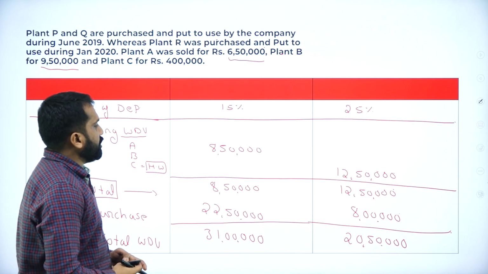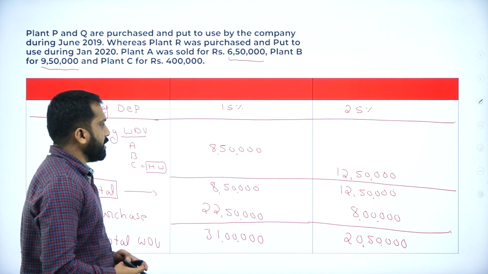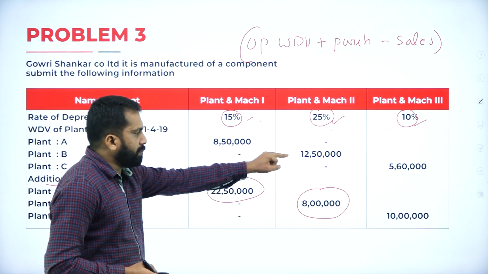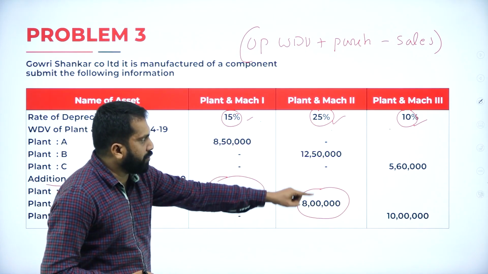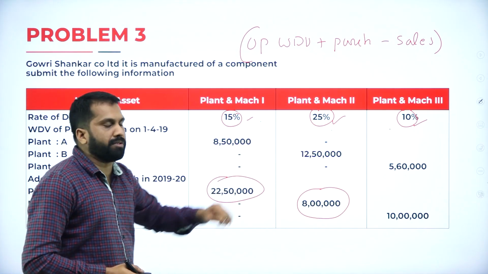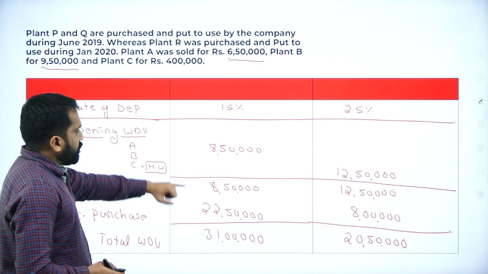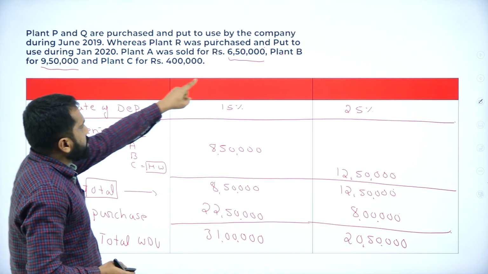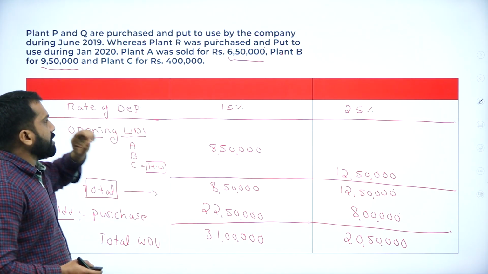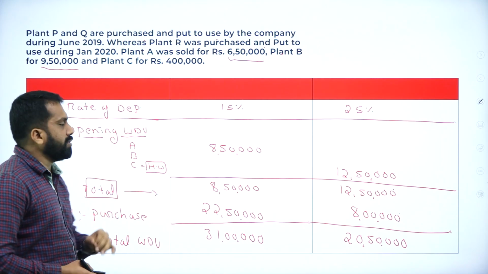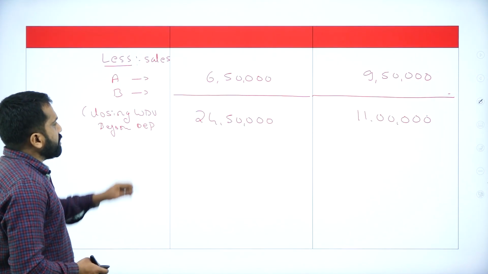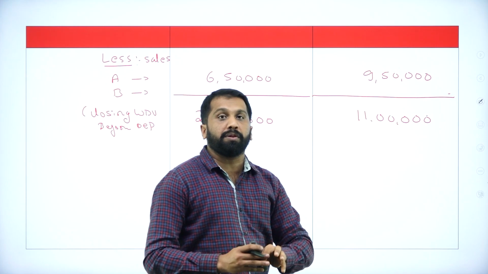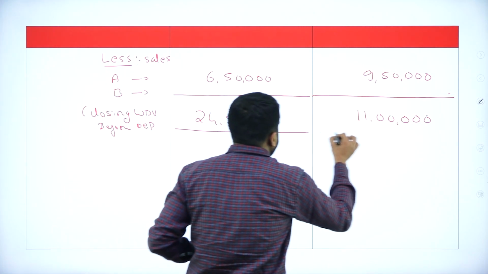So these are the calculations we have done so far. Yes. So I'll cross check once again. Opening plus purchases. Similarly, I have to do it for the last plant also. After adding purchases, you got some value, 31 lakh and 20,50,000. From that, your sales, 6,50,000 and 9,50,000, are the sales we are supposed to minus. So if you deduct, you will get 24,50,000 and 11 lakh. Hope you are clear. Yes. Up to this, your calculation.